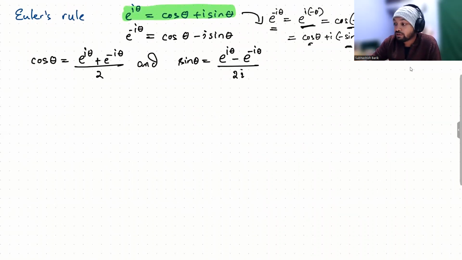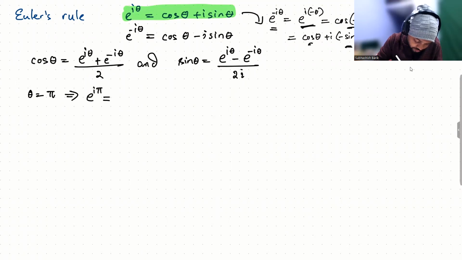And we can also get the value of cos theta and sine theta from this. A few more things to remember: if you take theta equals pi, then you can see that e to the power i pi would give you -1. You can just plug in the values of theta in the cos theta plus i sin theta value and check this. And this is also one of the most foundational equations in mathematics, e to the power i pi equals -1.